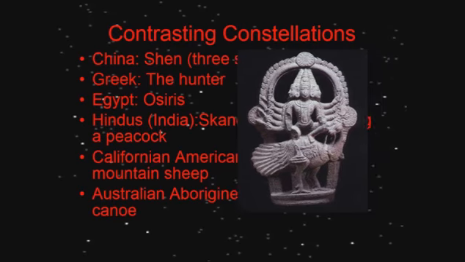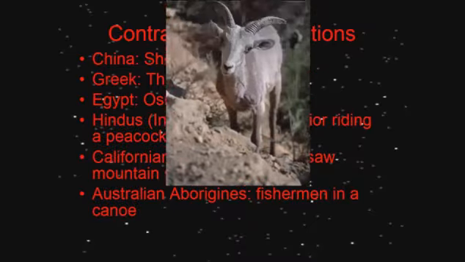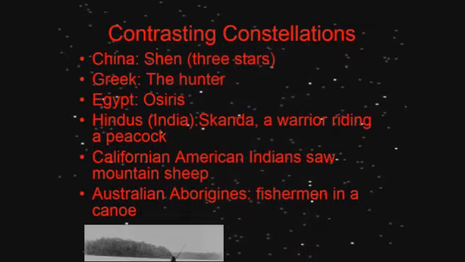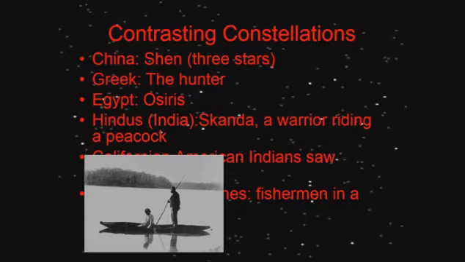The Hindus saw a goddess riding a peacock. Californian American Indians saw a mountain goat. Not really sure how they made a mountain goat from that pattern, but that's what they did. And the Australians, the Aboriginal Australian inhabitants, the Aboriginal people, saw fishermen in a boat. You can use your imagination and you can draw out that constellation and try and figure out what you would see and basically see what you think of these ideas. Personally, fisherman in a boat, I think is a stretch.